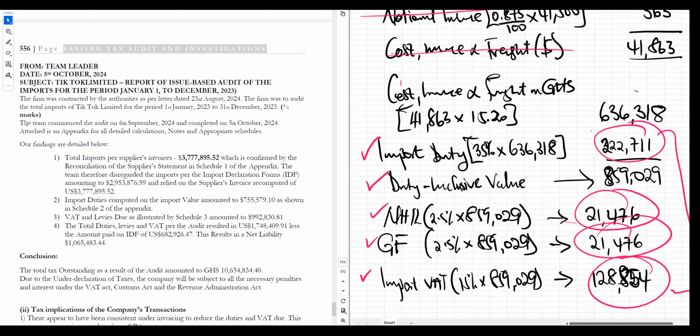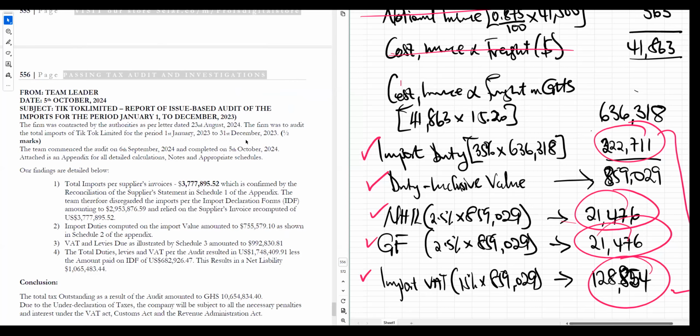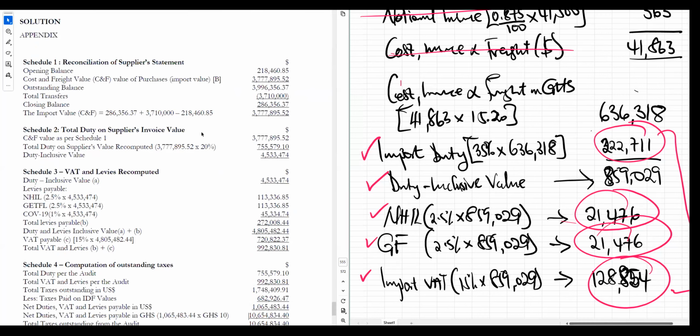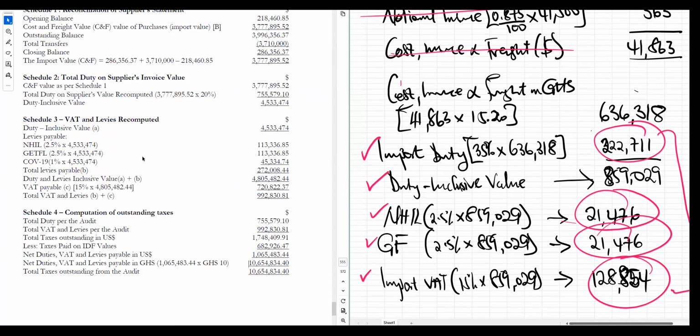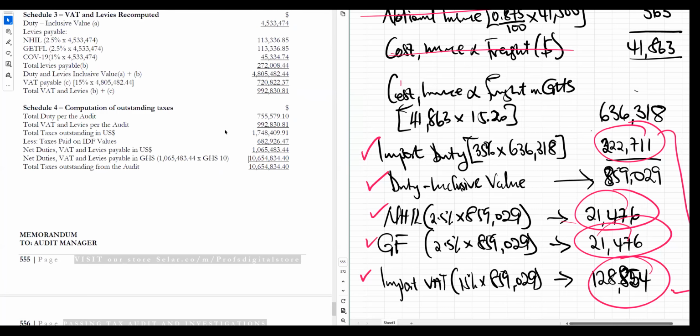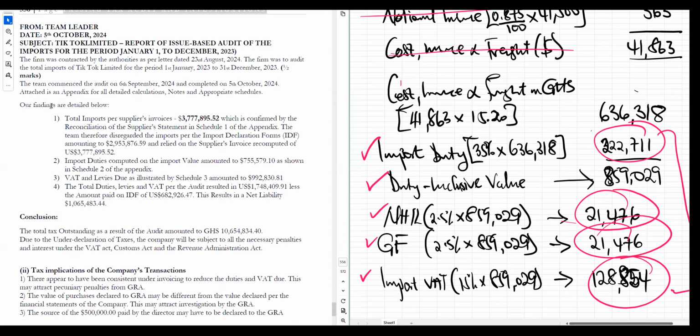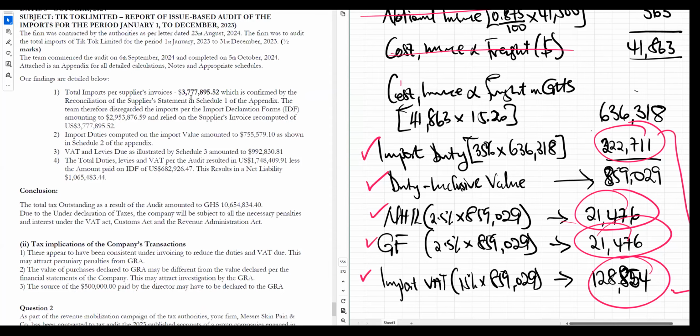The team commenced the audit on 6th September and completed on 5th October. Attached is the appendix for all detailed calculations, notes, and appropriate schedules. You see, sometimes people like to put all this calculation inside the report, but I like to do an appendix so that it looks very well presented. So our findings are detailed below. Total import per supplier's invoice of 377,895 was confirmed by the reconciliation of the supplier statement in Schedule 1 of the appendix. The team therefore disregarded the import per the import declaration form, which is this, and relied on the supplier's invoice, recomputed as this. Is that not what we recomputed?